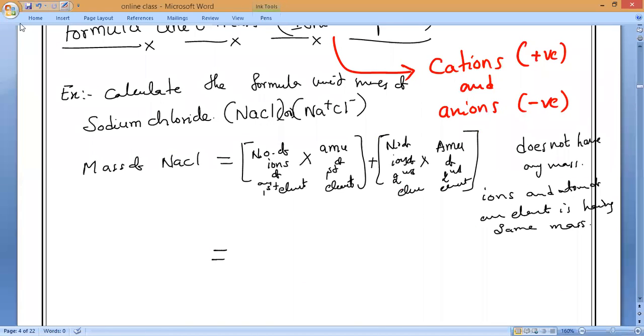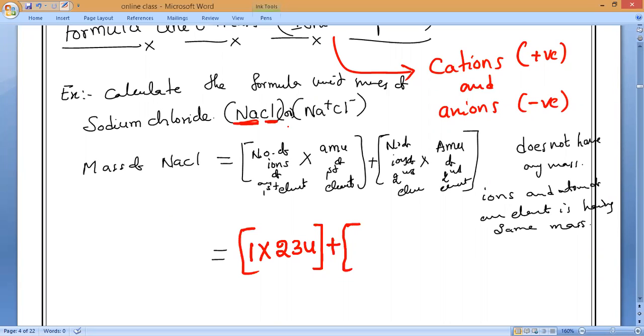Everybody, what is the first element's ion? Sodium. How many atoms are there? One. One into, what is the atomic mass of sodium? 23 U. Okay, plus the number of atoms of the second element.